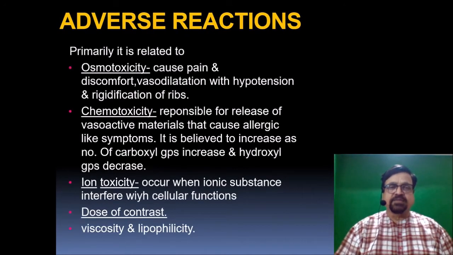Now let's go to the adverse reaction. Let us see first what causes adverse reaction. First is osmotoxicity. It causes pain and discomfort, vasodilatation and hypotension, and rigidification of the ribs. Now what will that lead to? Difficulty in respiration. So the patient will complain that he is having difficulty in respiration. That is the rigidification of the ribs.